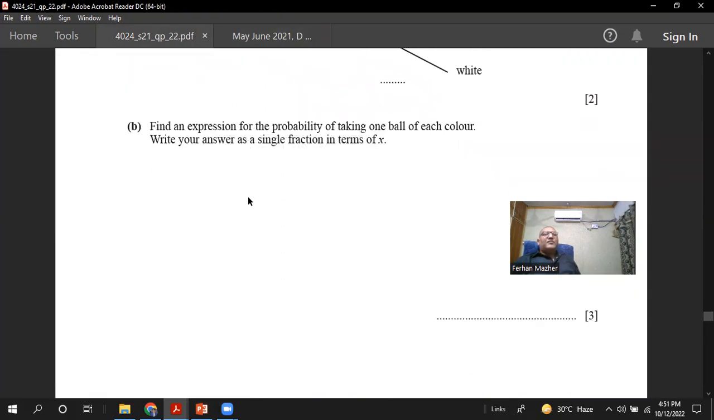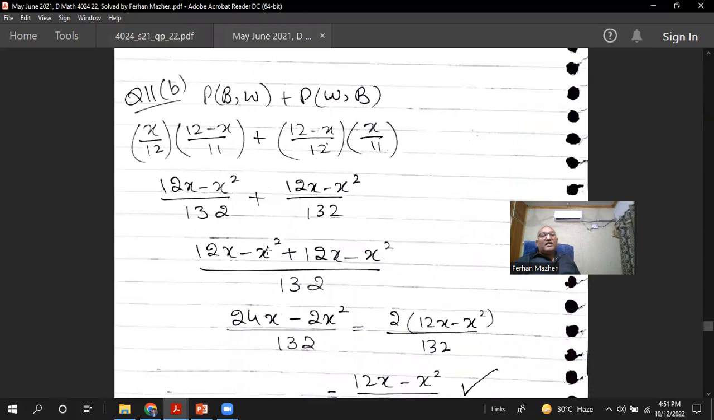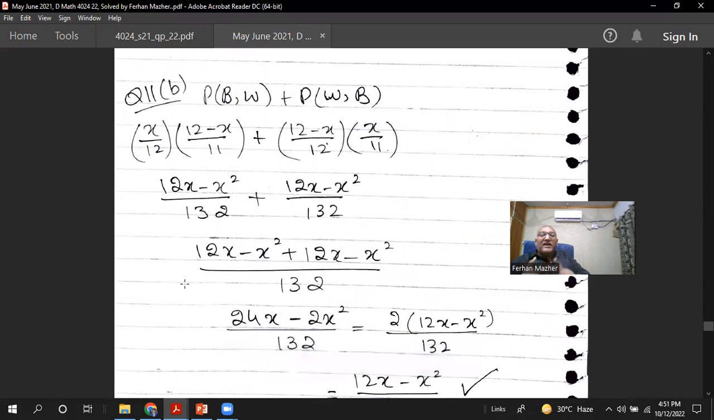Okay, this is: find an expression for the probability of taking one ball of each color. Write your answer as a single fraction in terms of X. So the probability of black, white plus the probability of white, black. The black will be X by 12 multiplied by white, which is 12 minus X by 11, plus white first and then black. It will be 12 minus X by 12, and the black will be X by 11.